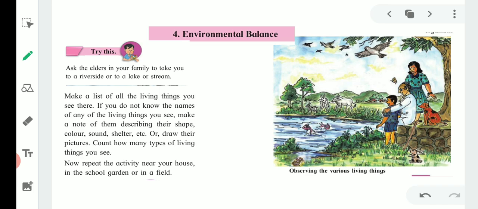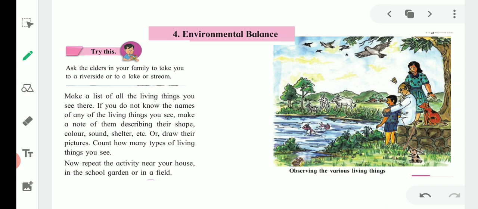On page number 18 you see this picture. Here is the activity for you. Try this. Ask the elder in your family to take you to a riverside or to a lake or a stream. Make a list of all the living things you see there.